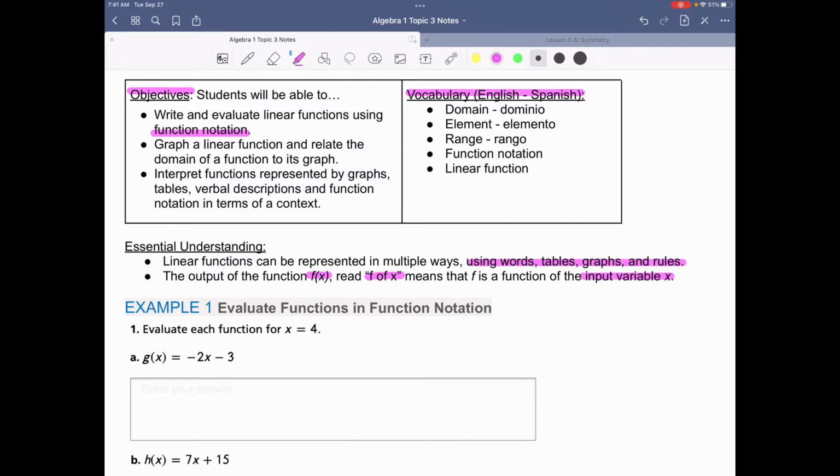And we have here at the bottom, example 1, evaluate functions in function notation. The first problem states, evaluate each function for x equals 4. So our input variable is the variable x, which is 4.